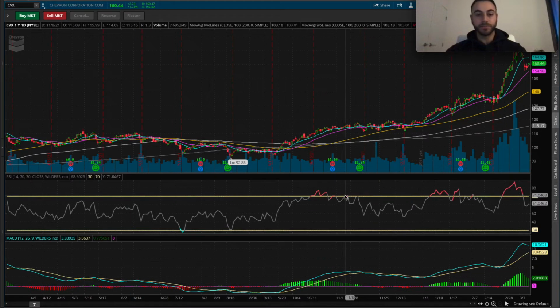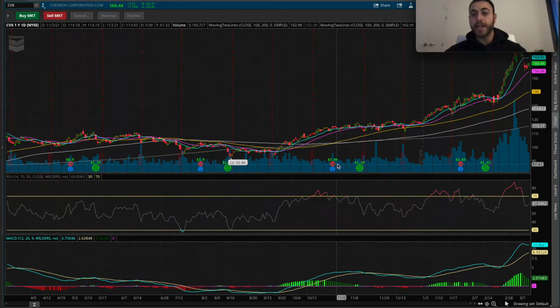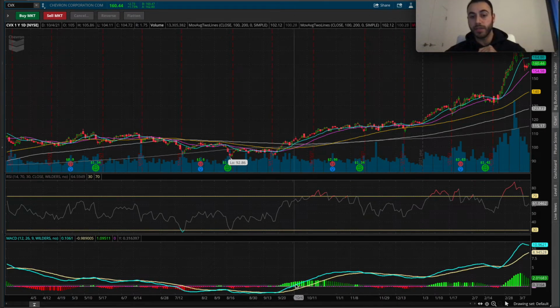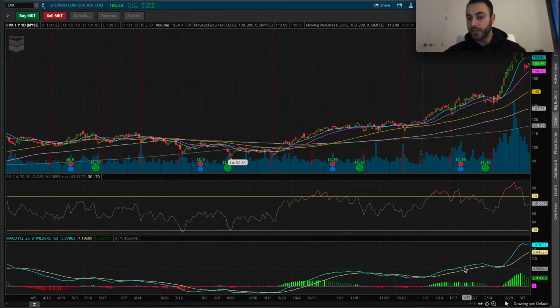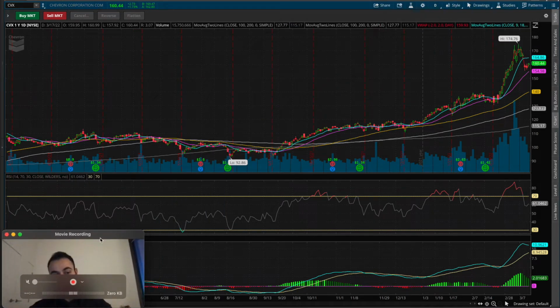Now, when looking at the MACD, you want to pay attention to two different things. The first is the histogram, which is the green and red bars that you're seeing over here. Then you also want to pay attention to these lines, the crossovers they have, and the distance they have apart from each other. So let's go ahead and talk about this.